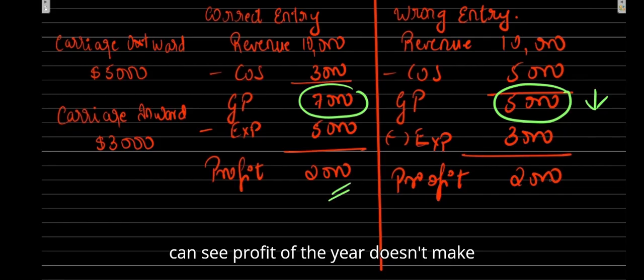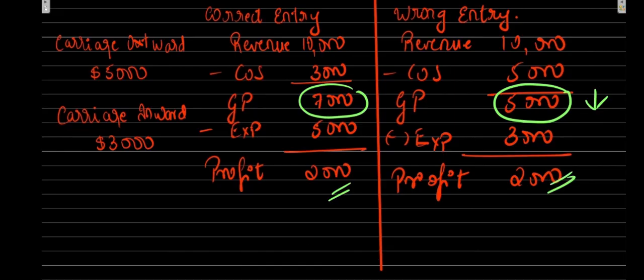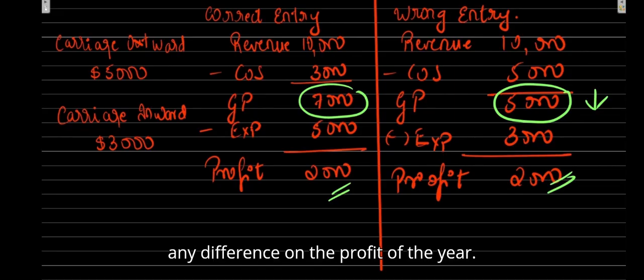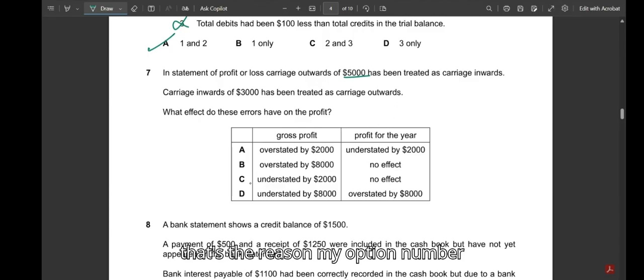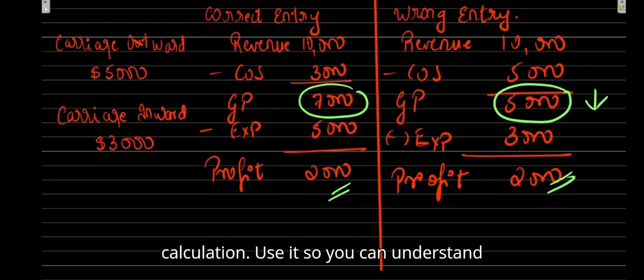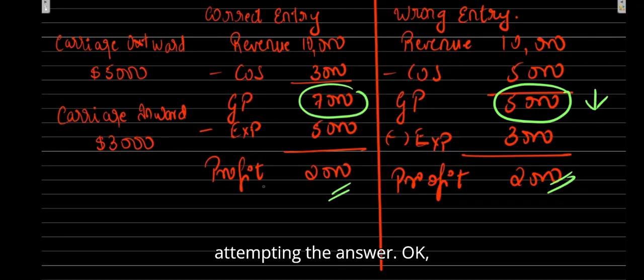And if you can see, profit of the year doesn't make any difference on the profit of the year. So technically there is no effect. So that's the reason my option number C would be the right one. I hope you all understood this with this small calculation. Use it so you can understand and there would be no mistakes in attempting the answer.